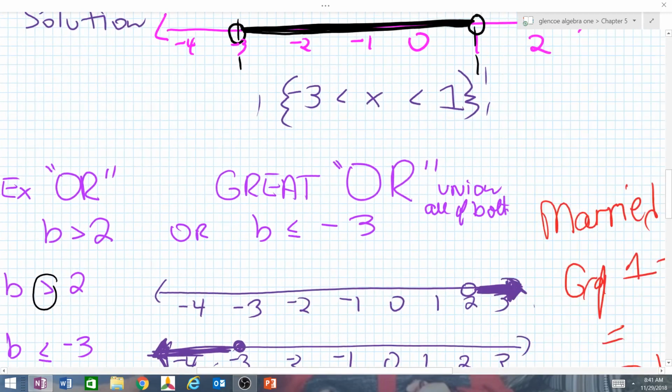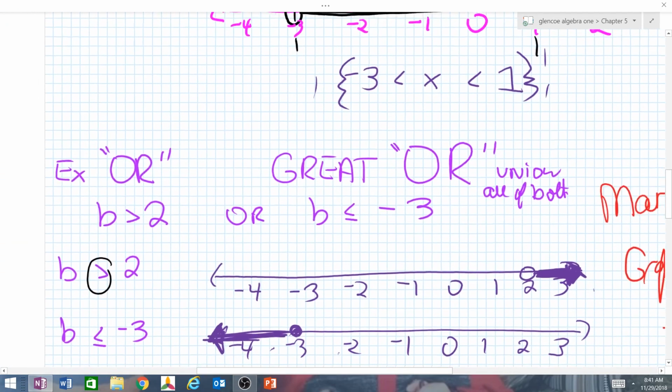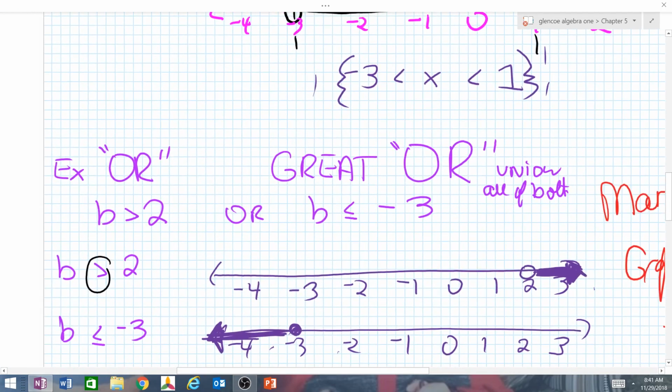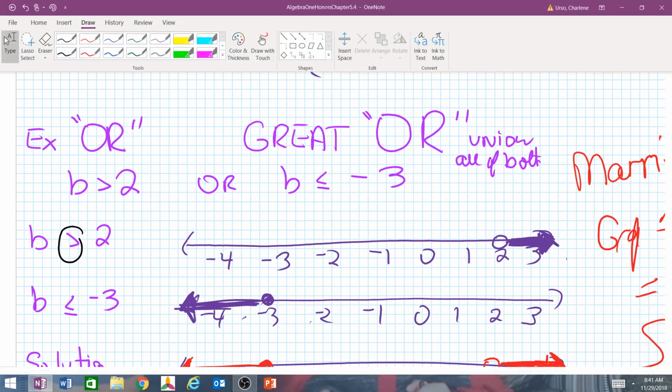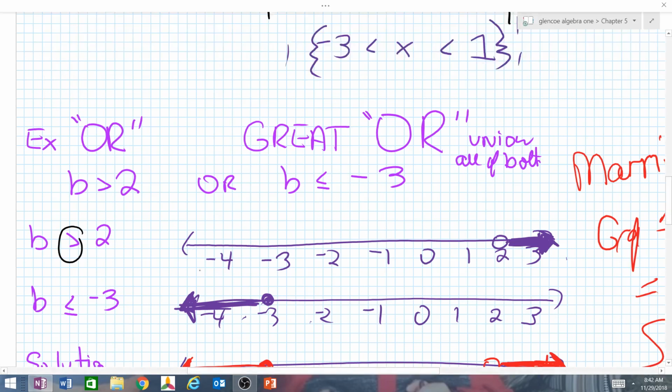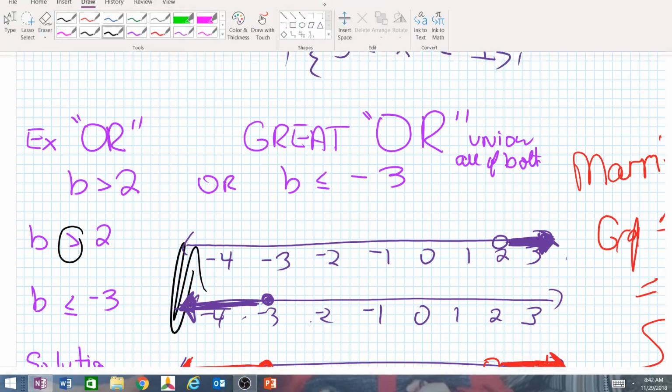I want you to think of or as, instead of it being "greater," think of it as "great-or," which means union, all of both. I'm going to do a different one than the one in your notes. I'm going to choose to do this one, so you might want to copy this one down. And I'm going to get rid of my solutions, so no looking. Come on, erase your work.